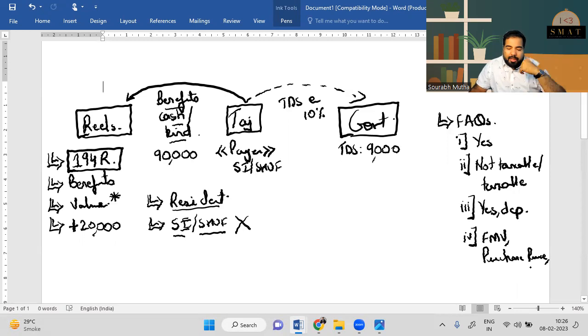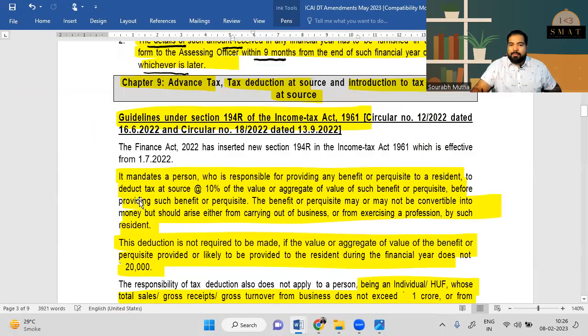If they purchase something, then the purchase price is the value. If it's something that they manufacture, then whatever price they sell it for will be considered as the value. This section is highly probable in your exam this time. Let's see what this section is talking about.